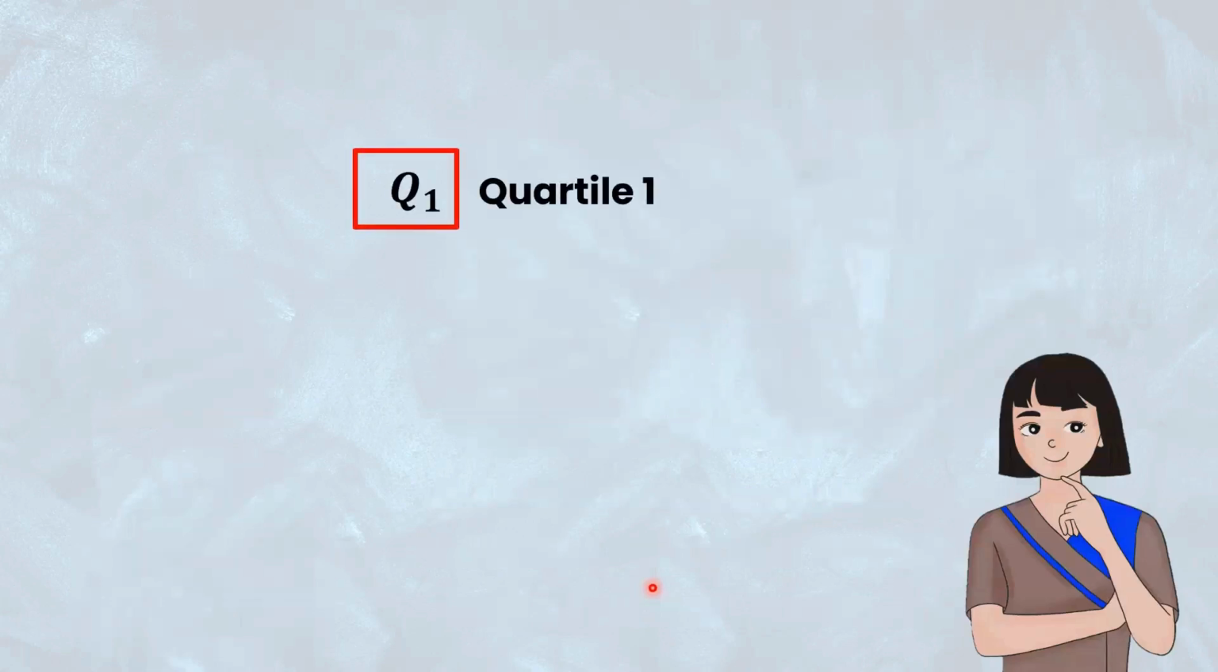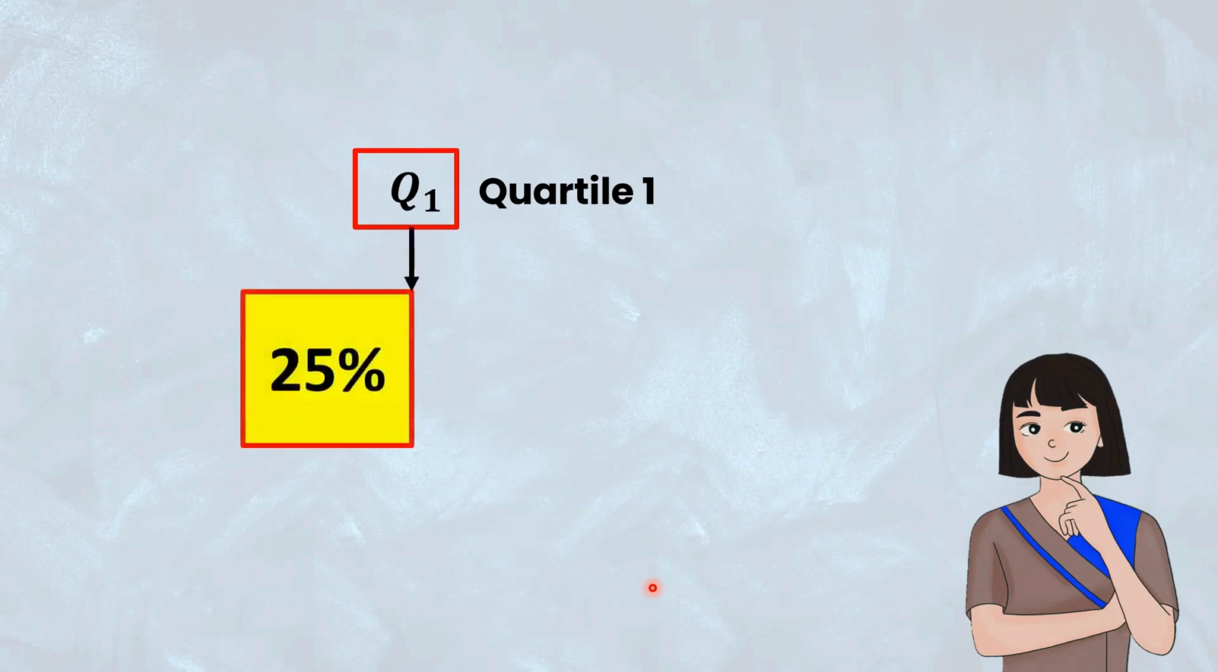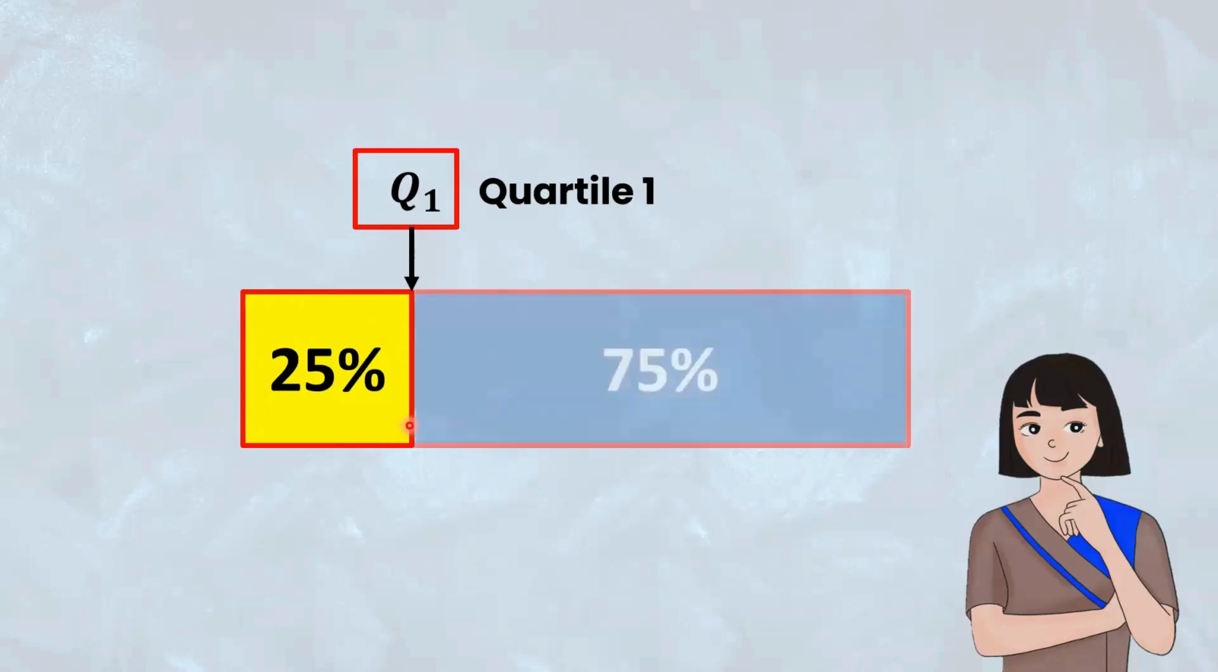For example, in the exam, we want to know your performance with respect to the other test takers. So we use the concept of the measures of position. If your score falls on quartile 1, it means that 25% of the test takers scored below your score, and the remaining 75% of the test takers scored above your score.